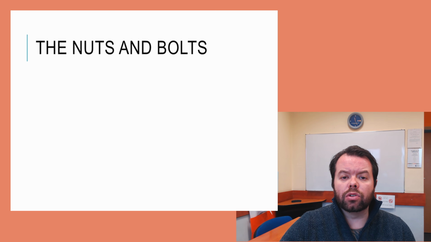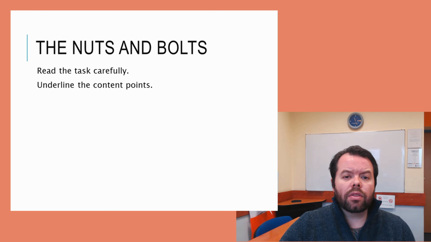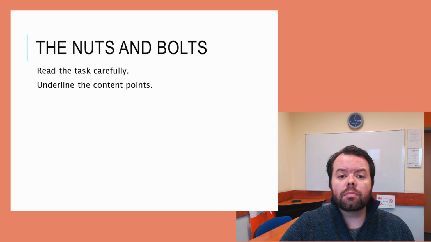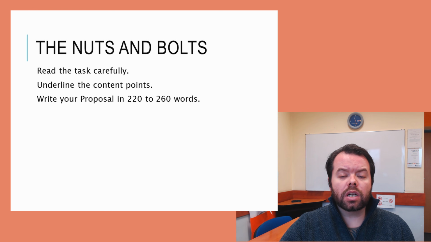What do you really need to do to write a proposal? Well, as always, read the task carefully. It's really important that you know what you're doing. Underline the content points. There's a reason that you're writing the proposal. You need to look at the rubric and underline the parts that say exactly what you have to do. Then write your proposal in between 220 and 260 words. It's better to go a little bit over the word limit than to stay under, because you give yourself a better opportunity to write more English.